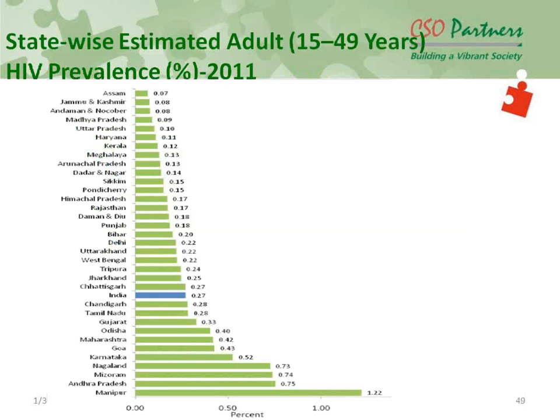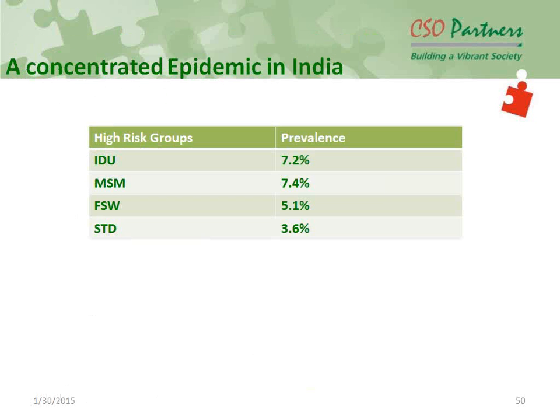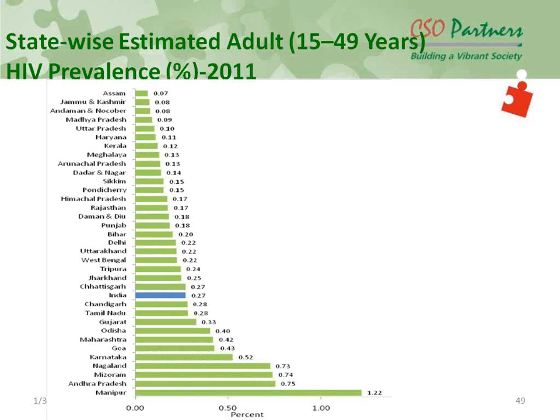Now you can understand, if you go back to this diagram, in the Northeast the main problem is IDU, through shared needles. And in Andhra Pradesh, Tamil Nadu, Maharashtra and Karnataka, because of a lot of trafficking, unprotected sex and sex trade, this is getting contaminated. And it might be through the brothel, it might be through many other routes.